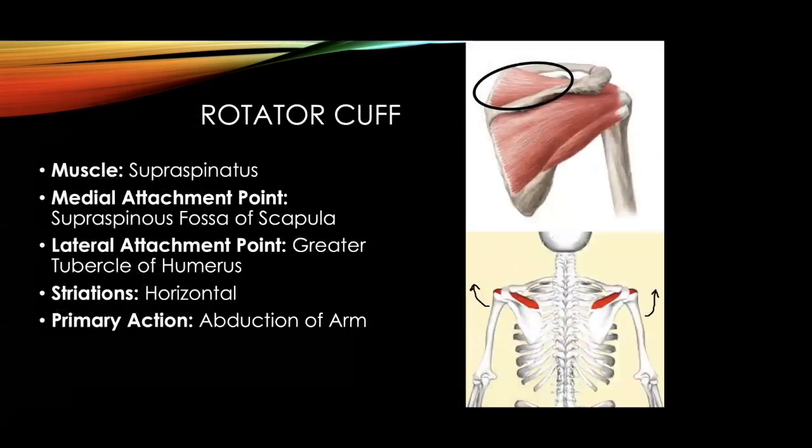The first muscle of the rotator cuff is the supraspinatus. The medial attachment point, or the attachment point that is closer to the midline of the body, is the supraspinous fossa of the scapula, and the lateral attachment point, or the attachment point away from the midline of the body, is the greater tubercle of the humerus. The striations of this muscle are horizontal, and the primary action of this muscle is abduction of the arm.